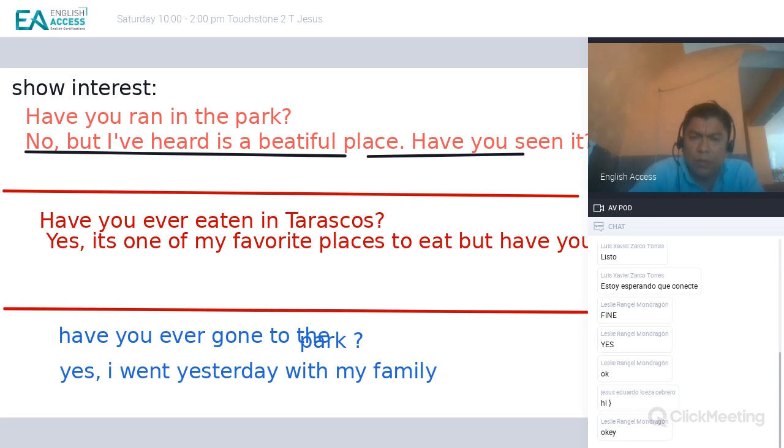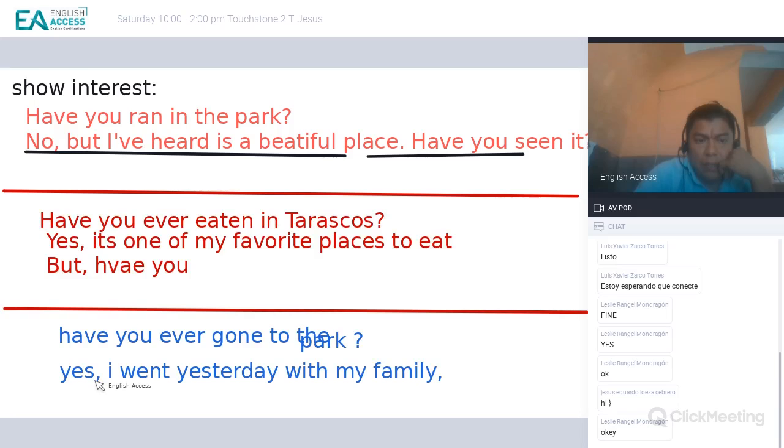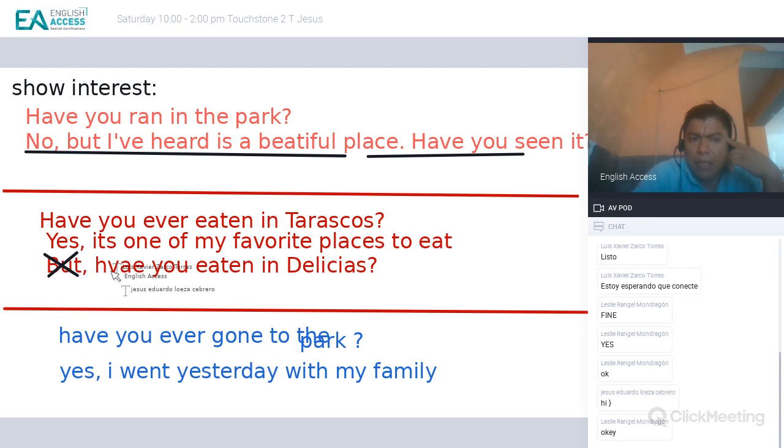You can click enter and it will go to the next line. Yes, Eduardo. Yes, I went yesterday with my family. Now, what can you do to continue the conversation? And Javier, in this case, you don't need but. All right, that but is necessary. And you can just say, have you eaten in delicious? There you go.